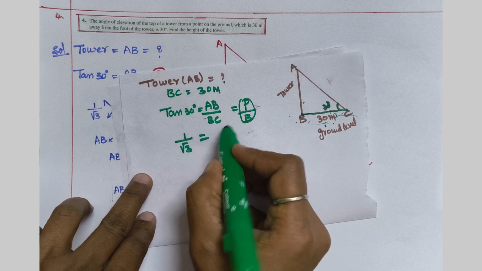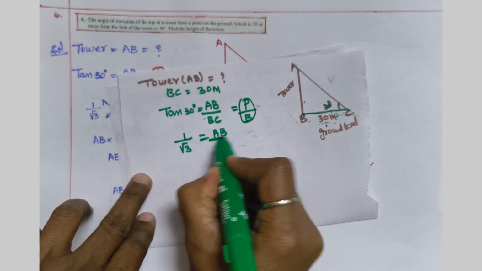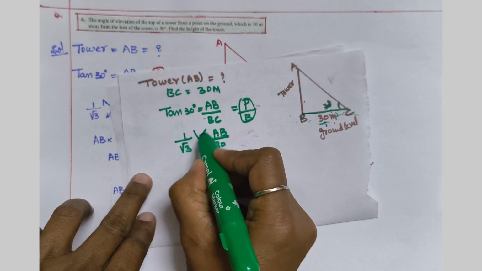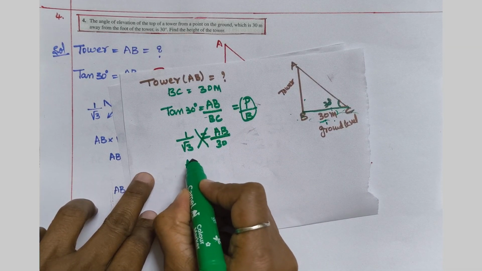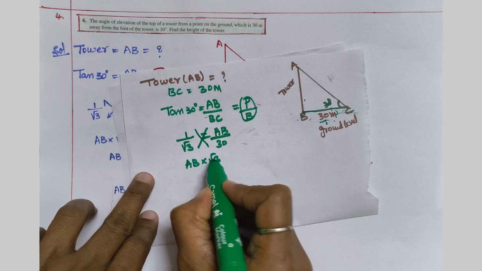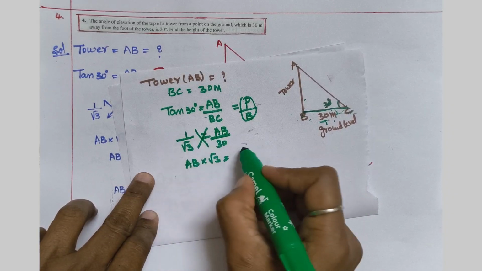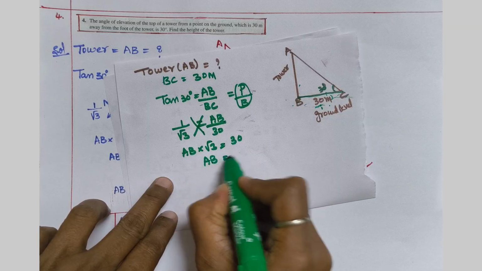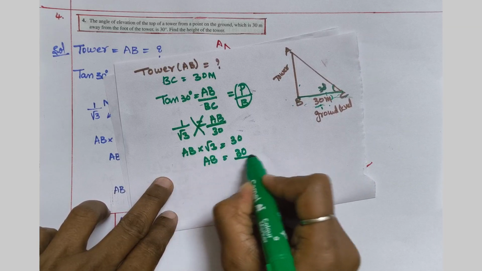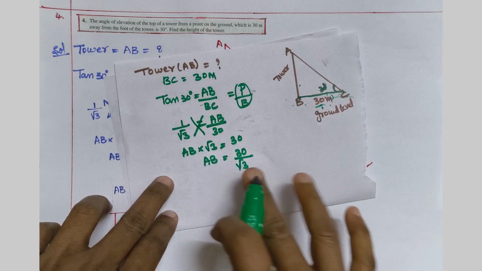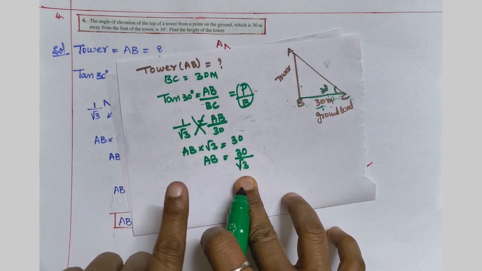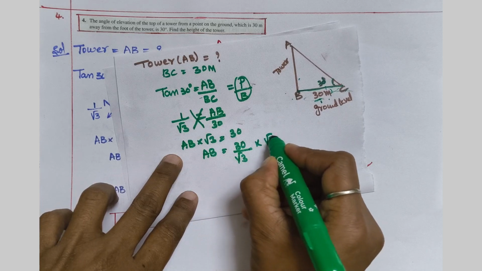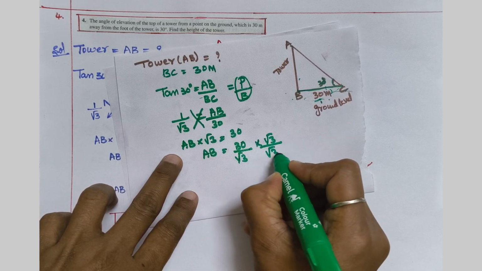Next, AB height, we don't know; keep as it is. Next, BC is the 30 meter. Now here write 30. Do cross multiplication. AB into root 3 is equal to 30 into 1, 30. Okay, now see here, AB is equal to 30, after the equal sign it becomes a divide. Now the denominator root 3 is there, so now we will rationalize the denominator. Here root 3 multiply, down also root 3.